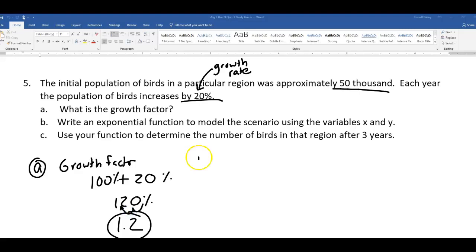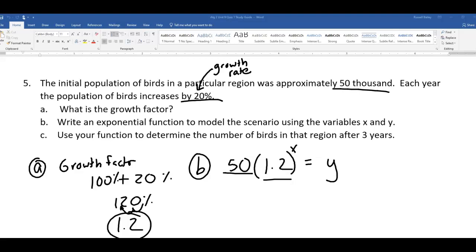All right. For part B, they want us to write an exponential function to model this scenario using the variables x and y. So you're going to put your starting amount here. You're going to put your b value or your growth factor here. The power is x. The answer is y. So my starting amount was 50,000 birds. I'm just going to put 50. We're representing 50,000. And then we have 1.2 is the growth factor. That's what we got from part A.